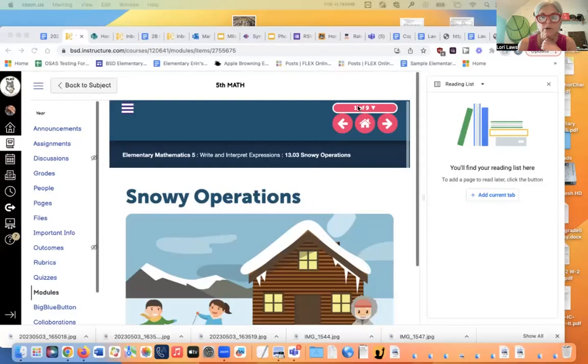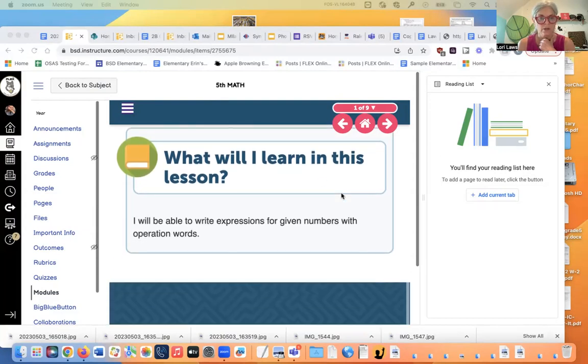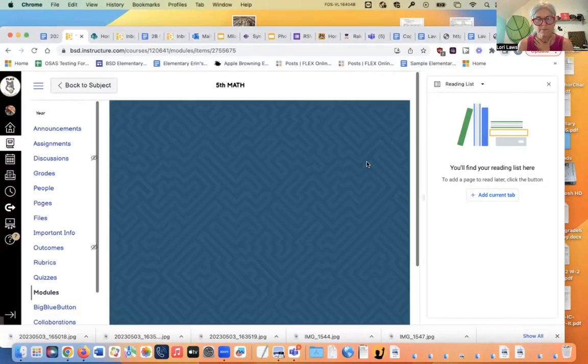So let's take a look at that. I'm going to share my screen and go to the lesson. So here it is, 1303 Snowy Operations, 9 pages. Let's take a look at what you're doing in this lesson. You're going to be able to write expressions for given numbers with operation words. Now let's take a look at the assignment so we're really clear on what we're doing.